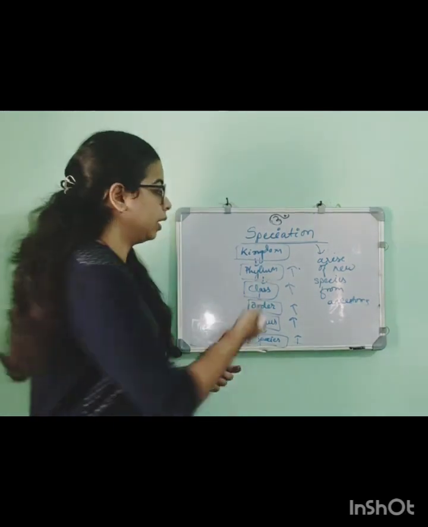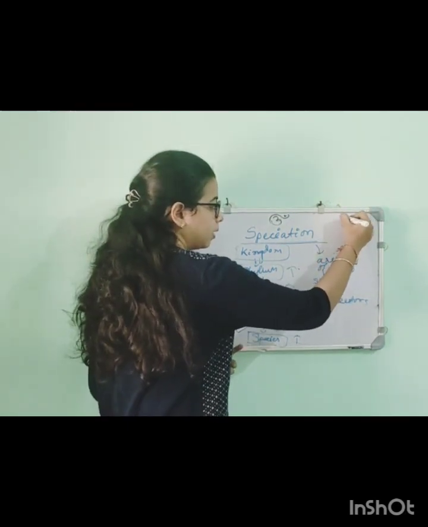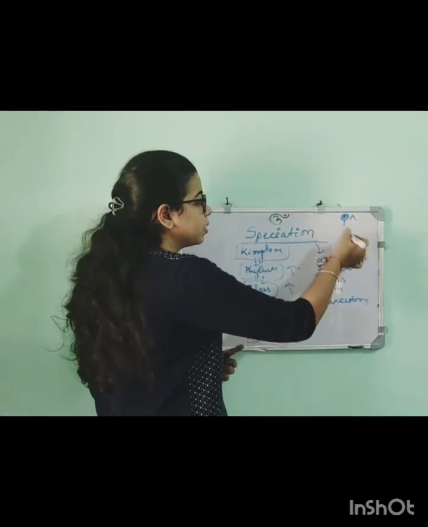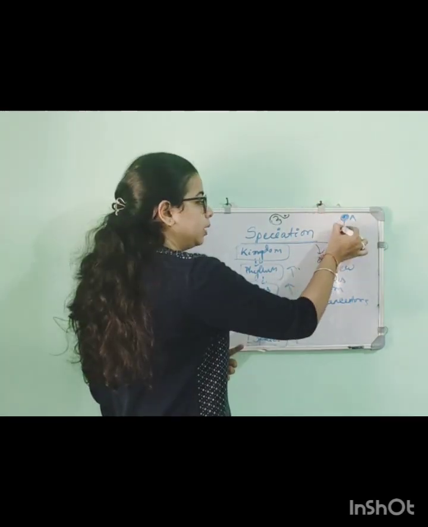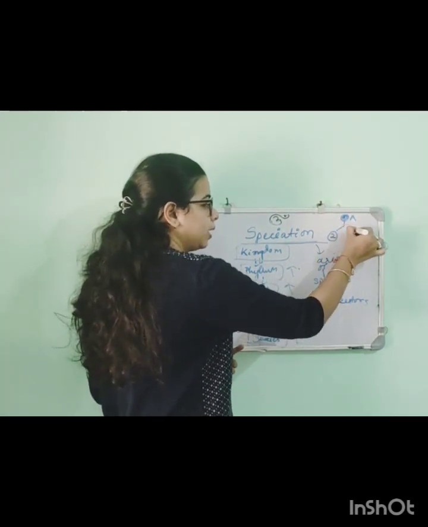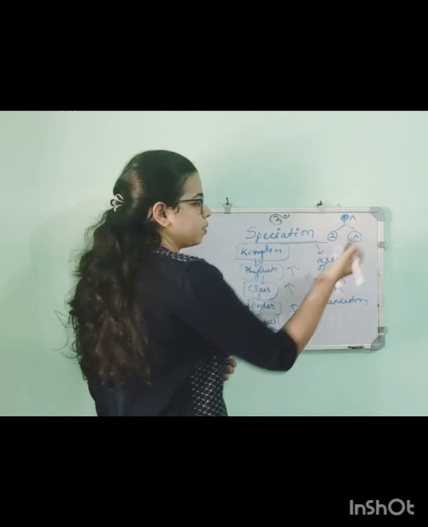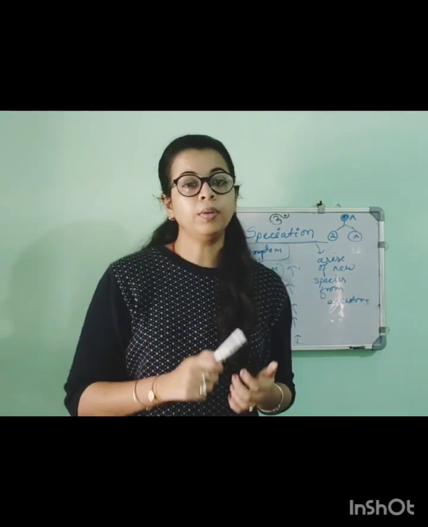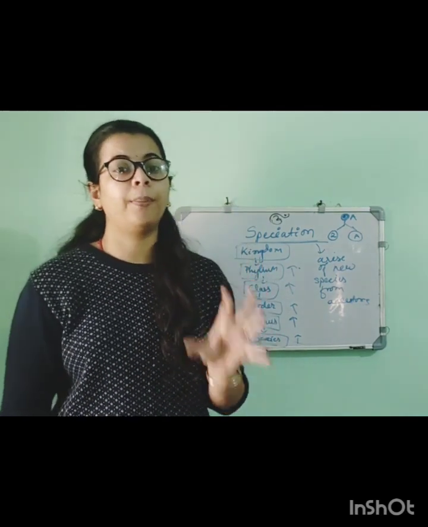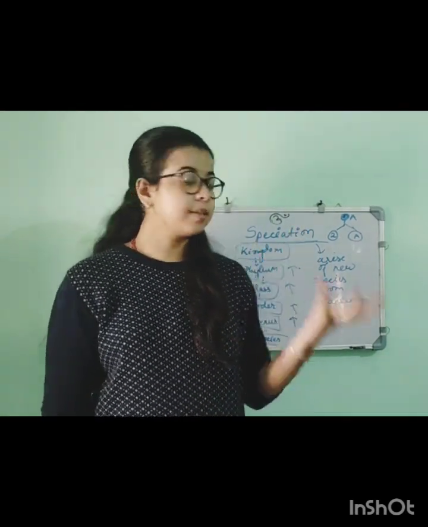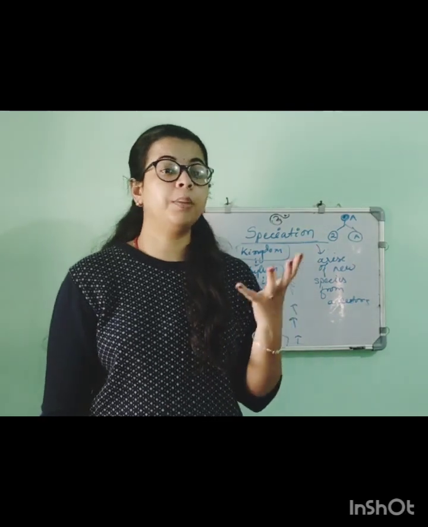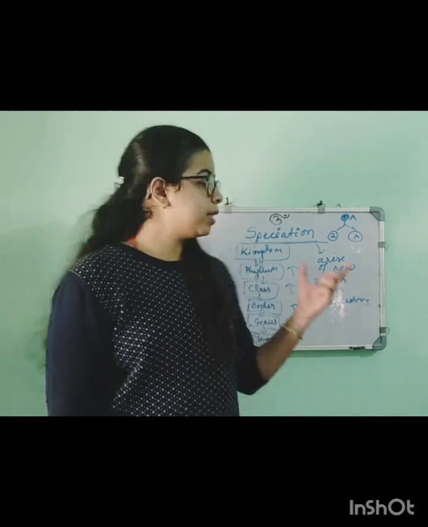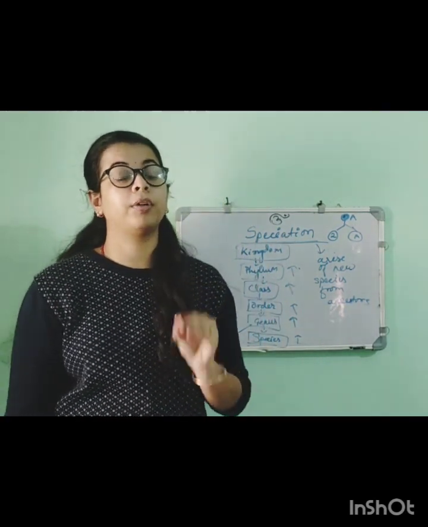Suppose this is an ancestral species. Due to speciation, and speciation is of different types, which we will be discussing now, two species can arise, species A and species B. Different types of species can also arise from it. This is known as speciation. Speciation plays a very important role in gene flow, and it is also a very important part of our evolutionary process. The evolution or the change which is going on, speciation plays a very important role in it.